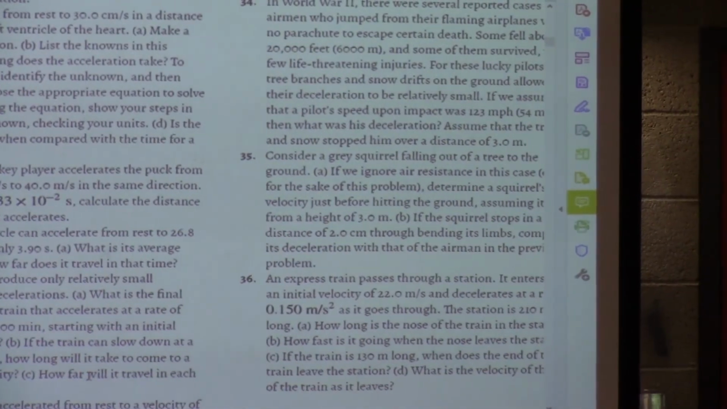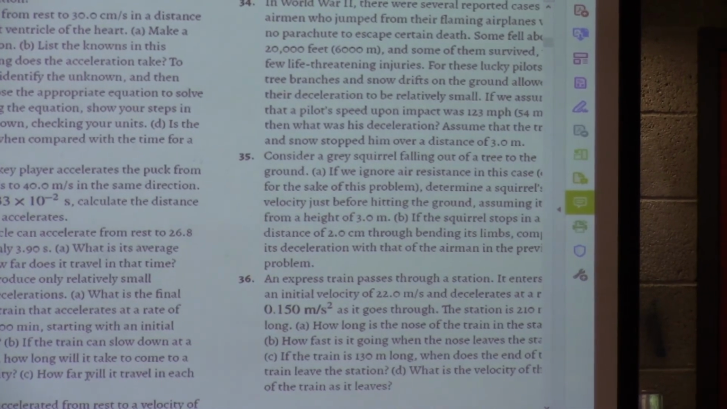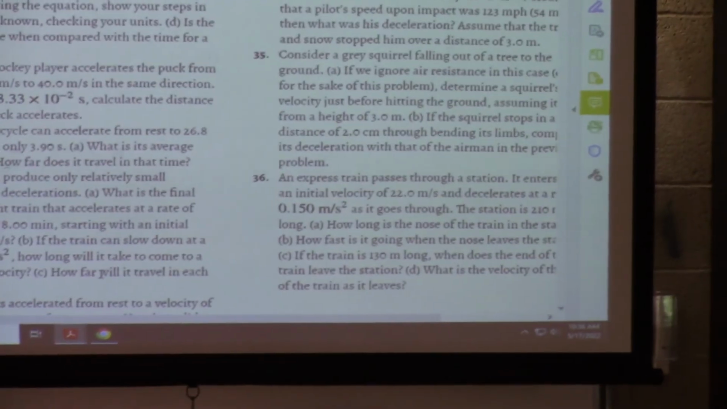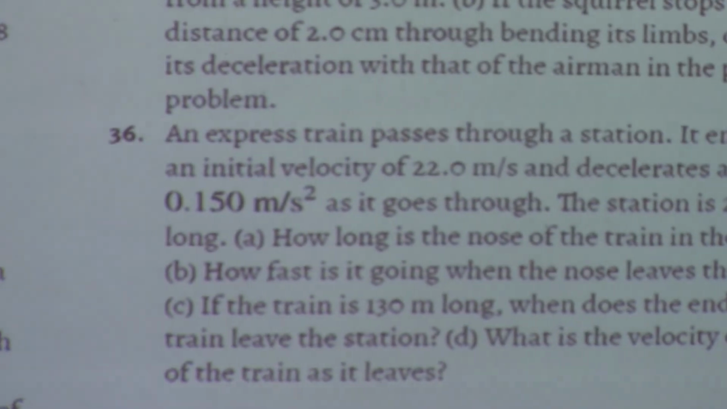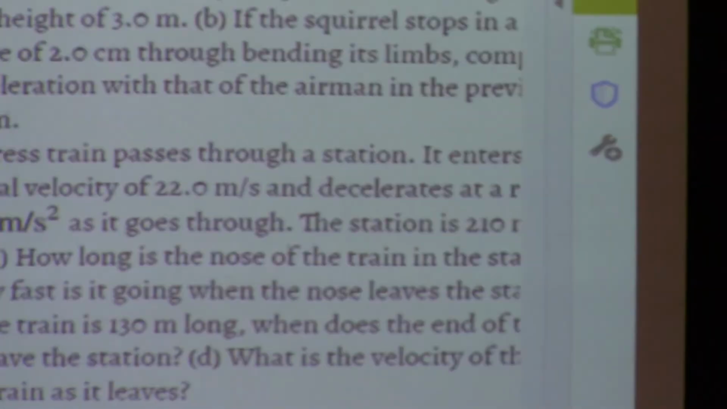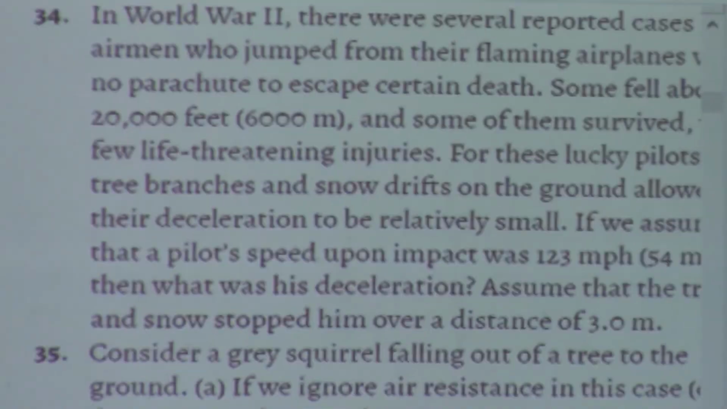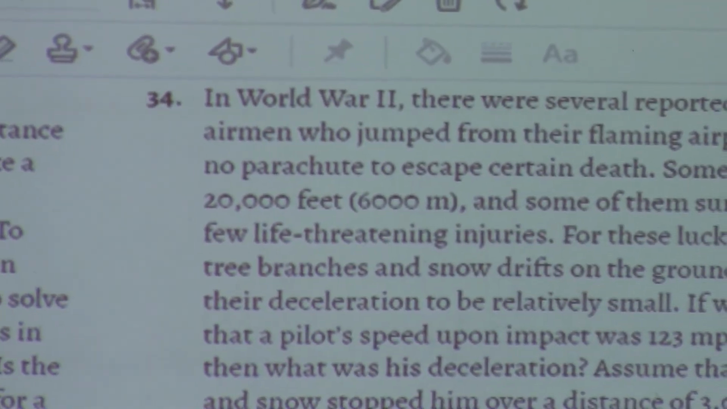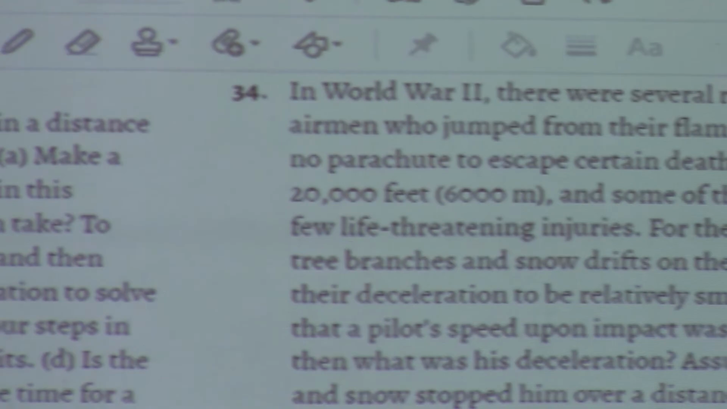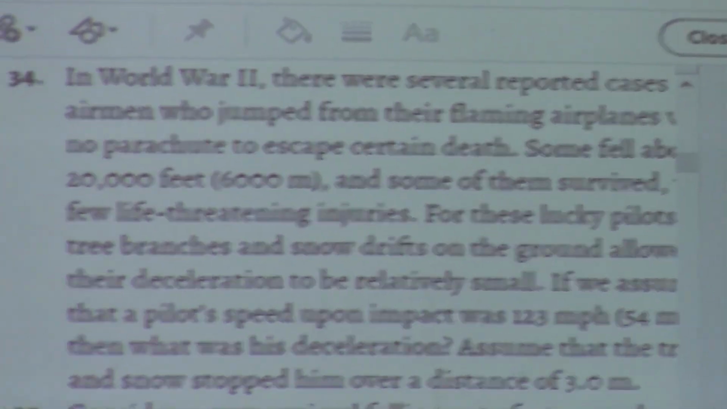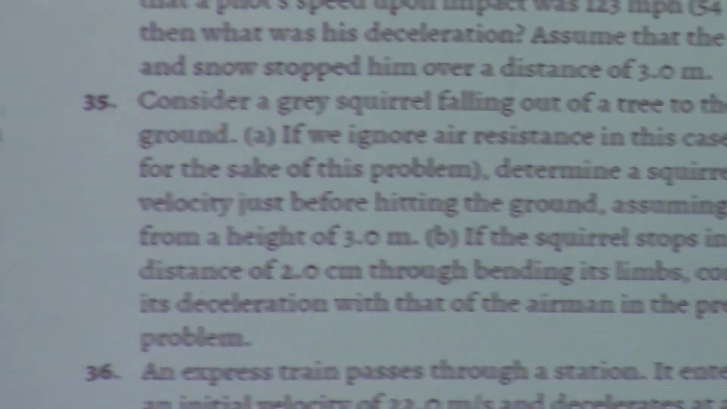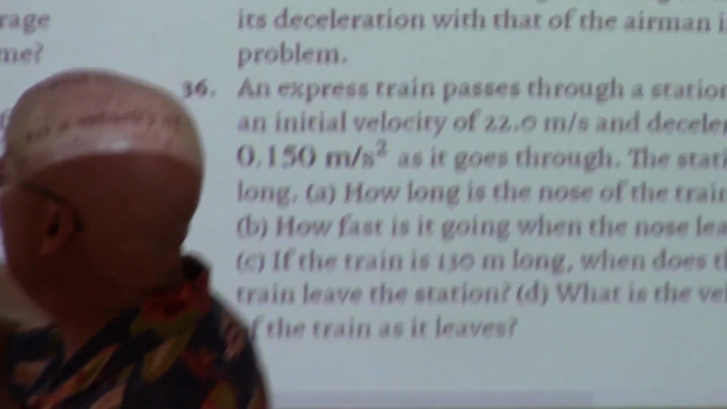So what does 27 say? 27 says a slap shot, a hockey player accelerates the puck from 8 meters per second to 40 meters per second in the same direction. Good, I'm glad they say the same direction, because that's all we're doing in this chapter. Right, one direction, one dimensional. Okay, in the same direction.